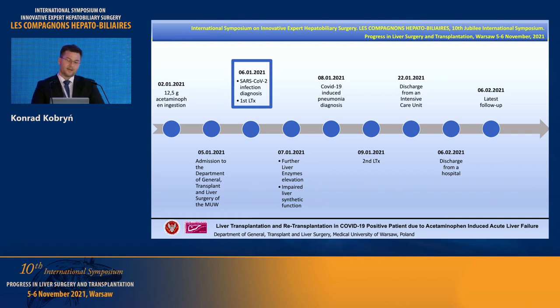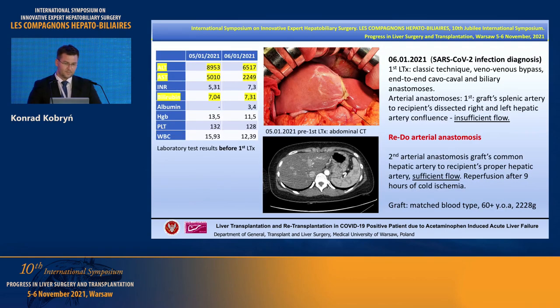And on the day of transplantation, she was lucky enough to have received the urgent liver. The test results came in that she was SARS-CoV-2 positive in both swab tests. So these are her lab tests upon admission and the consecutive day. We could see that the transaminase levels were decreasing while the bilirubin level was rising, typical for acute liver failure.